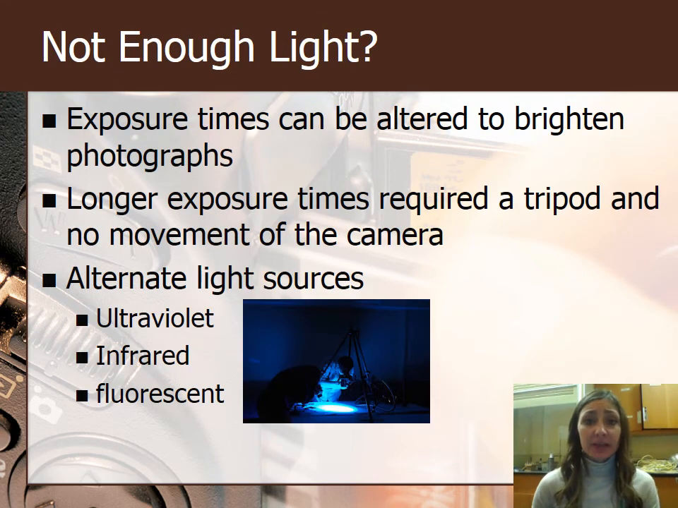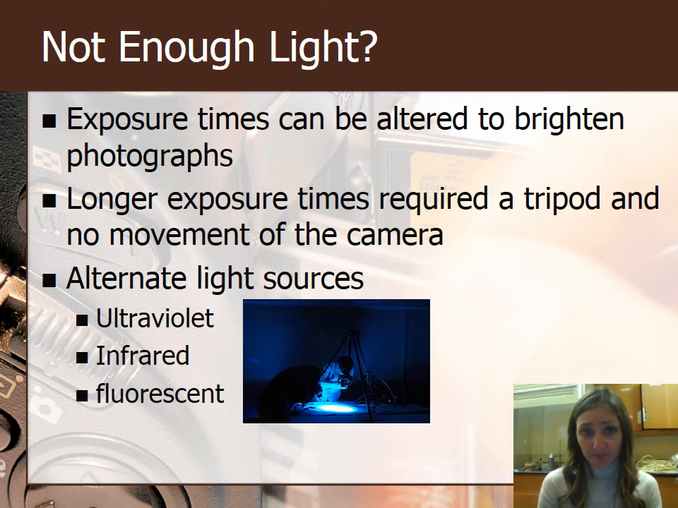If you don't have enough light at the crime scene, sometimes you will bring in artificial lighting to illuminate if it's a crime scene at night. We can also change the exposure time to brighten a photograph. So what we're doing is we're leaving the shutter open longer to allow more light in. The problem with this is if you're holding the camera, you tend to move just slightly, even though you're not trying to, and this can really blur your image. So whenever you're changing the exposure times, you need to make sure that you use a tripod so there's no movement of the camera.